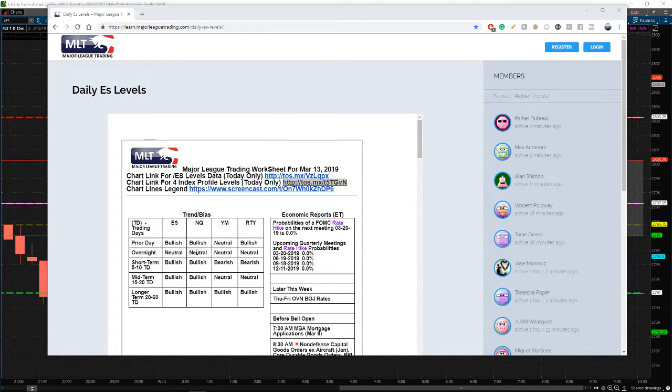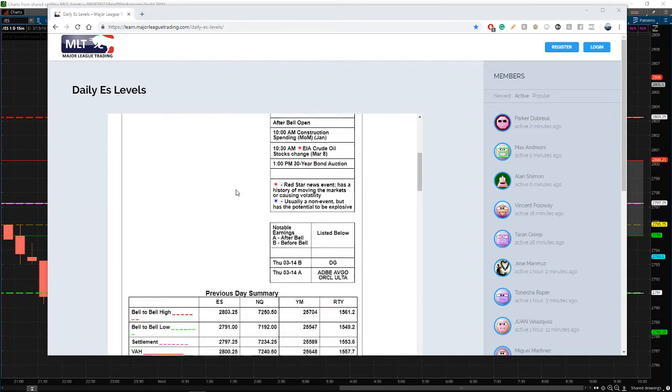Trend bias, bullish ES, Nasdaq, neutral Dow, bullish Russell on the prior day. Overnight we're neutral in the four indexes. Shorter term time frame, bullish in the ES, Nasdaq, bearish on the Dow, bearish on the Russell. And on the midterm time frame, we are bullish ES, bullish on the Nasdaq, neutral Dow, neutral Russell, but the longer term time frame does remain bullish here.